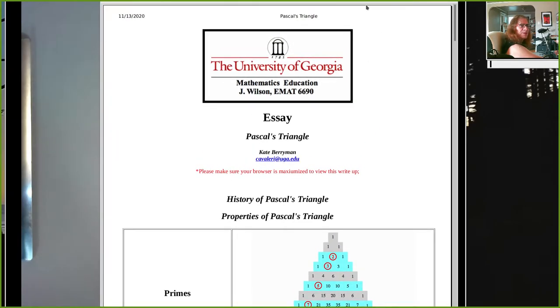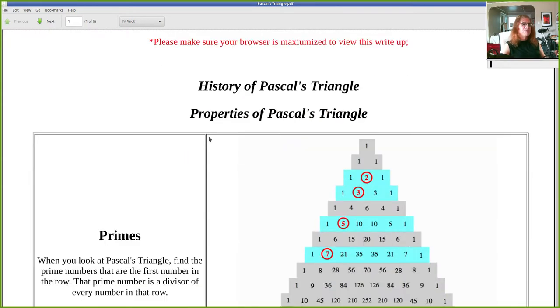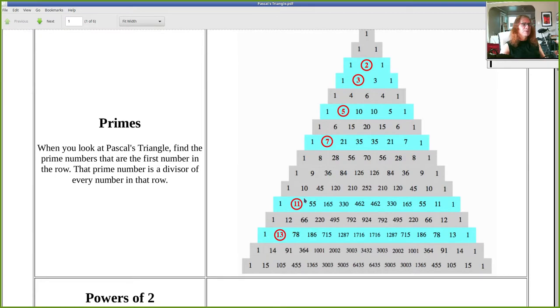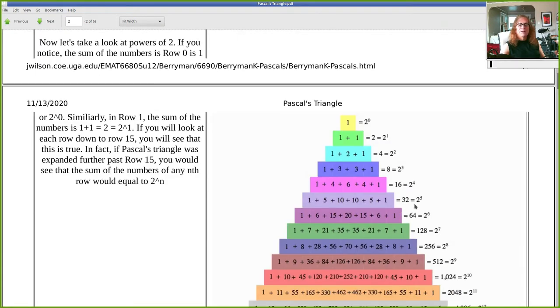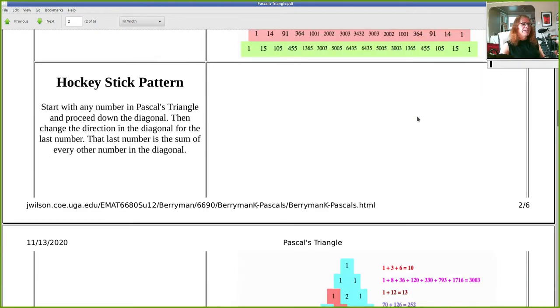I pulled up a web page of interesting things about Pascal's triangle. This is from University of Georgia. And it's got a bunch of stuff in here, some of which we talked about. For example, prime numbers dividing the non-unit elements on the row if and only if the row number is prime. Adding up to the powers of 2, we saw that a few different ways. Powers of 11, we saw that.